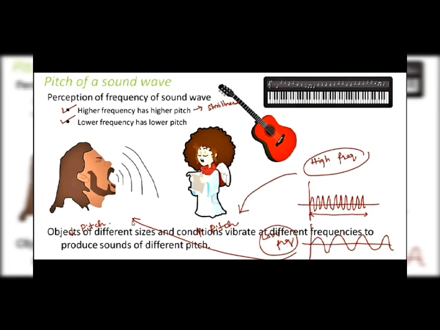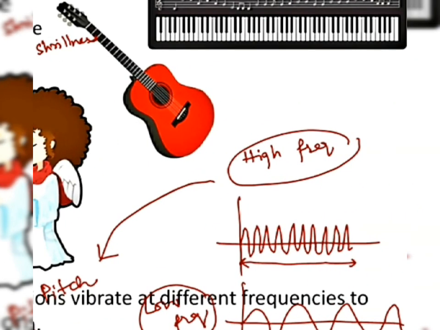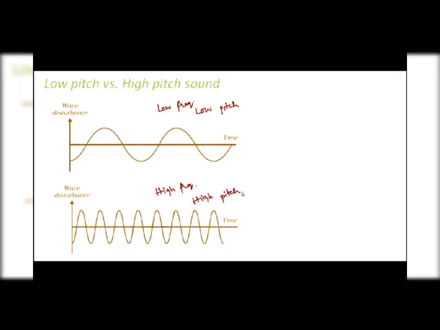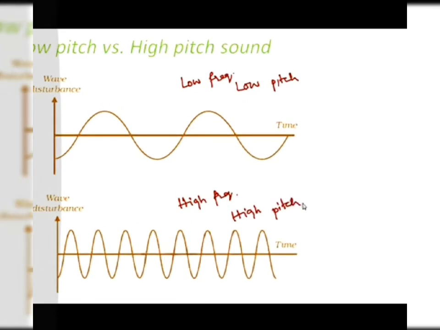So objects of different sizes and conditions vibrate at different frequencies to produce sounds of different pitch. So let's look at low pitch and high pitch sounds. Here you can see this has low pitch, low frequency, because the number of oscillations is less. Therefore it has low pitch. In the second case, it has high frequency because the number of oscillations is more, and therefore it has higher pitch.